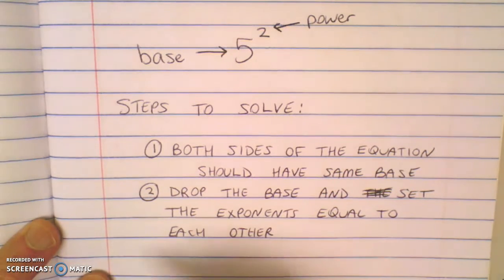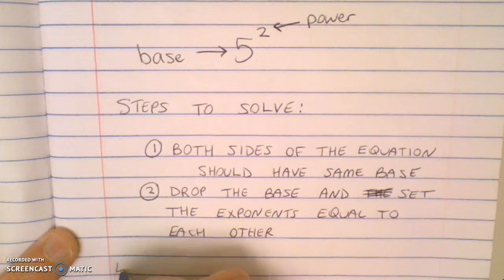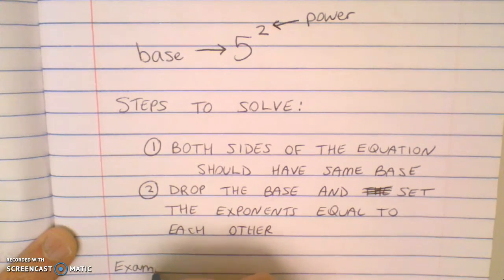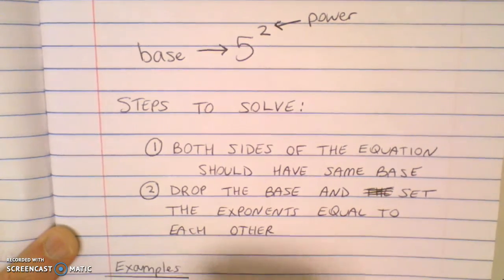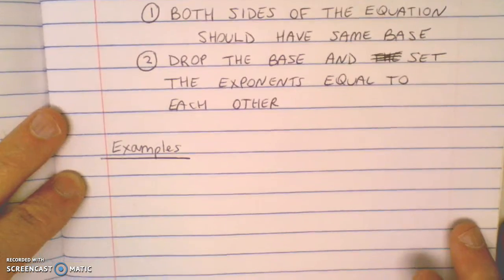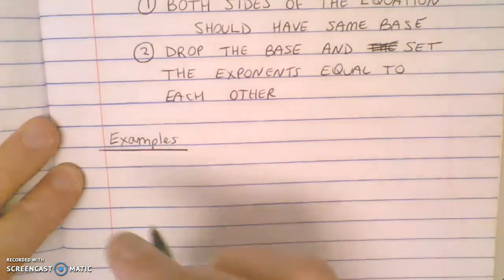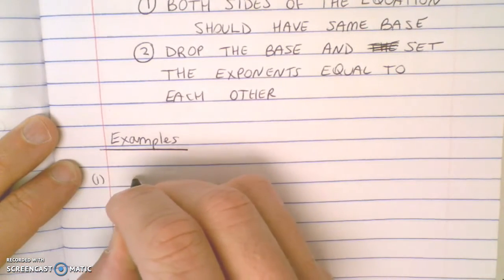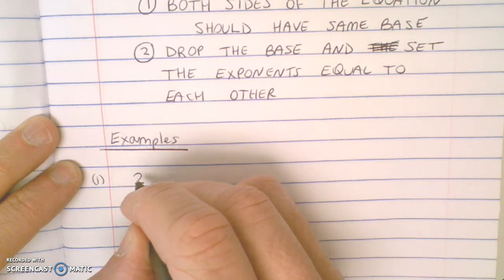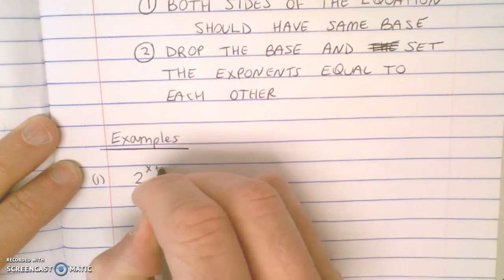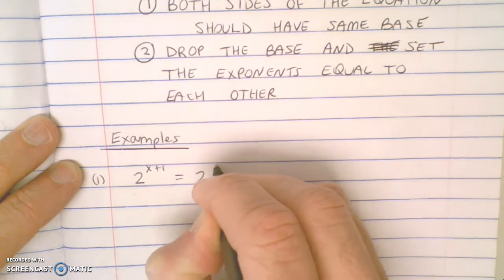So here's an example of what I'm talking about, because right now this is just words. Let's actually start applying it. Let's say I gave you this problem. 2 to the x plus 1 equals 2 to the 9th.